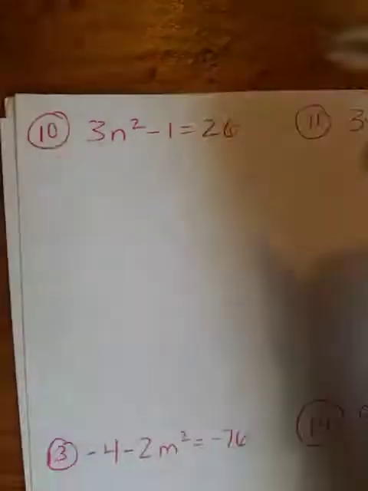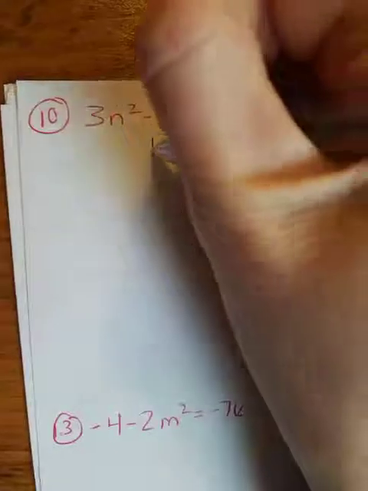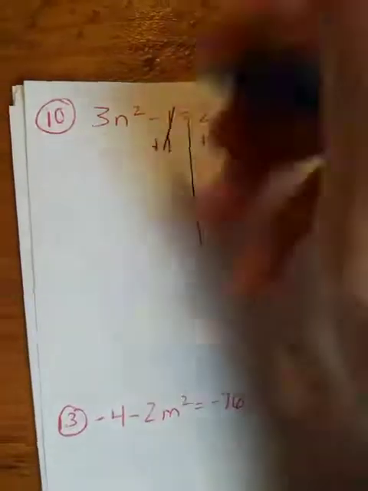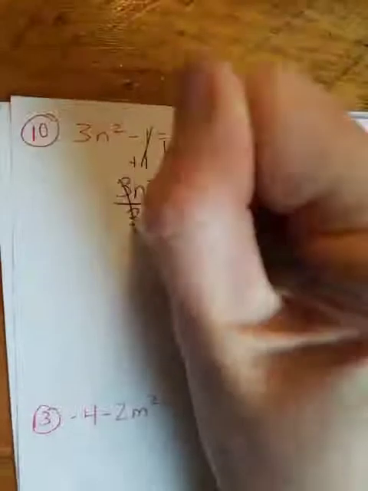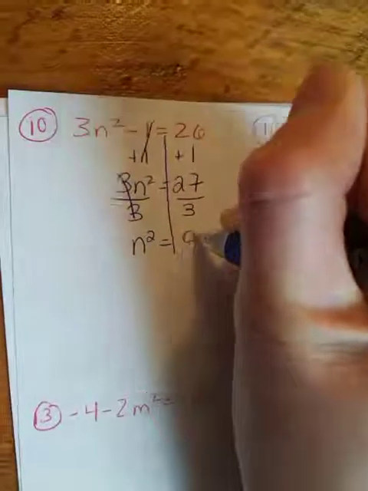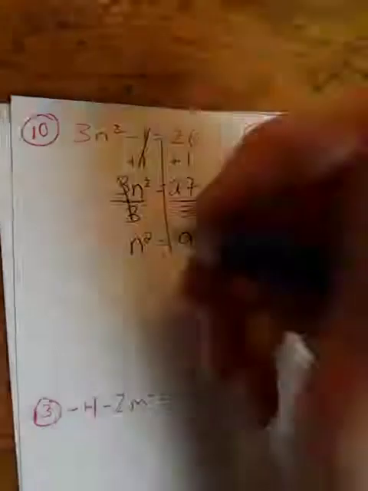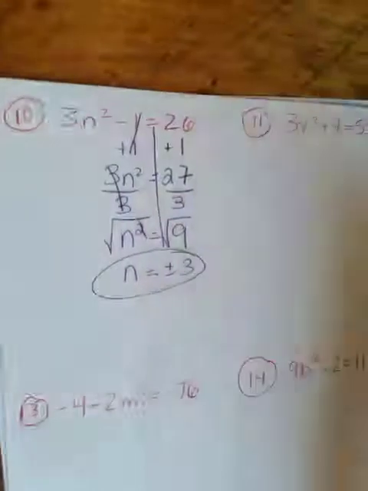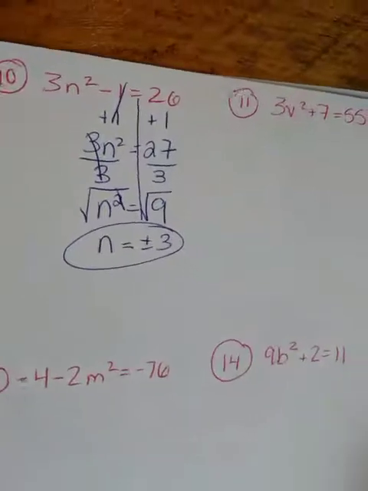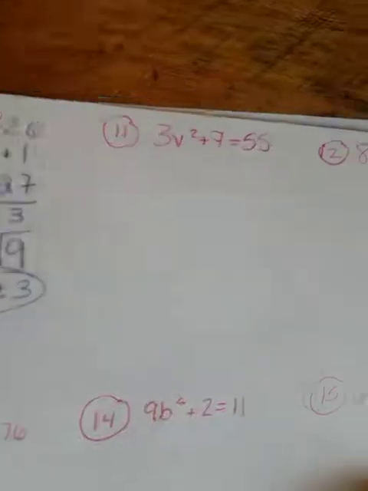6 more to go. I gave you a lot of examples this time. Number 10, same deal. Got to get the variable by itself. So we're going to add 1. I get 3n squared equals 27. I have to get n squared alone, so I'm going to divide by 3. I get n squared equals 9. I need to take the square root to get rid of the squared. The squared and the square root cancel. I get plus or minus 3 because the square root of 9 is 3.